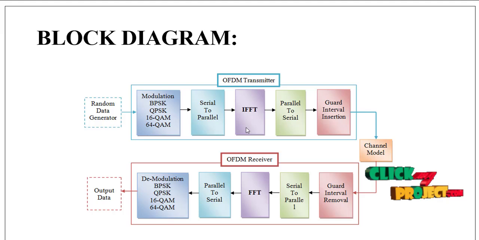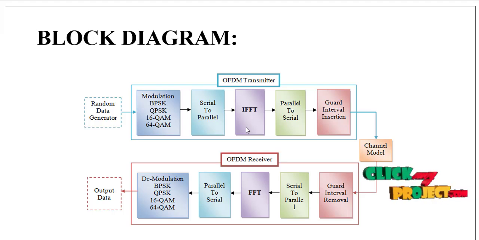From the parallel data, we move on to the inverse Fourier transform. This is the inverse fast Fourier transform. Here we do the transform process for the parallel data, then the parallel to serial converter, and then we insert the guard interval on the transmitter side. Then only we move on to the channel model. Here our channel model is AWGN, and then we move on to the receiver side.